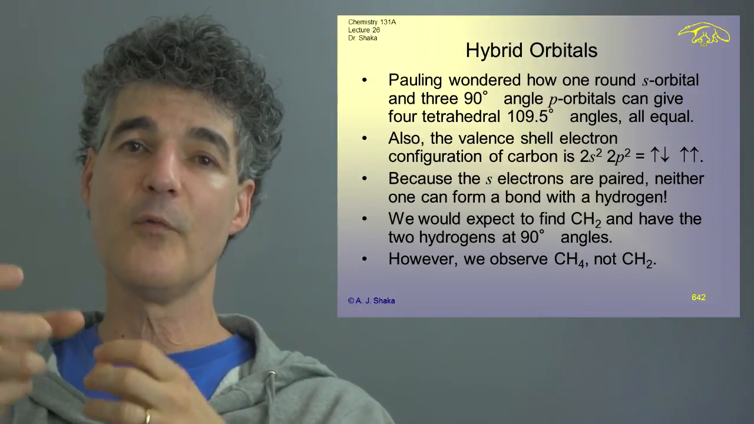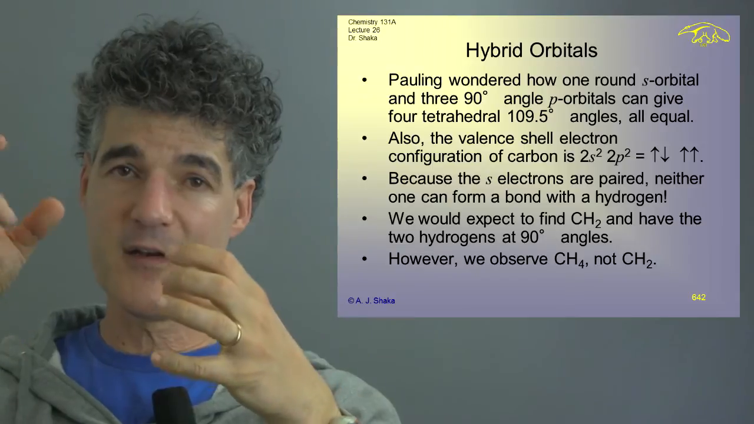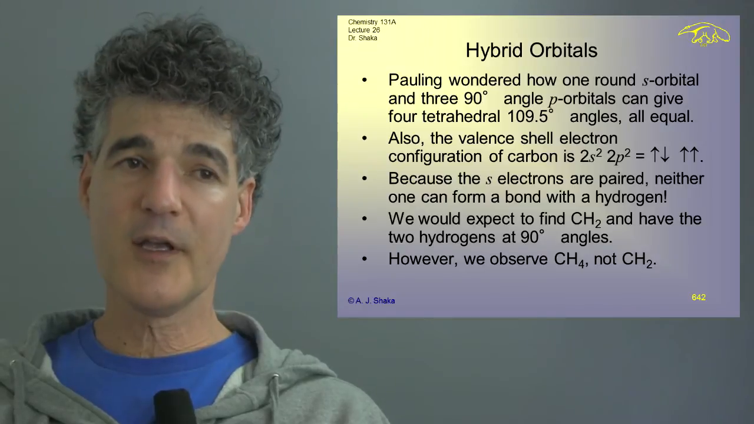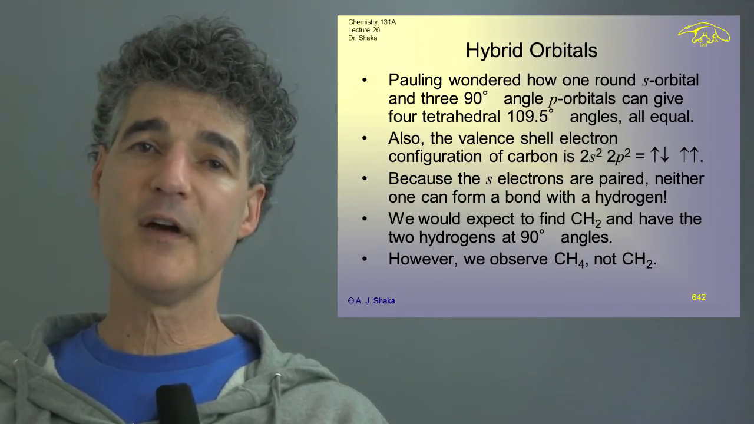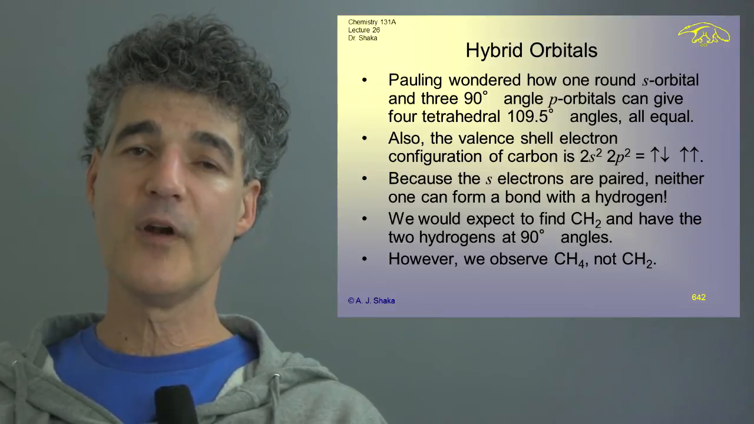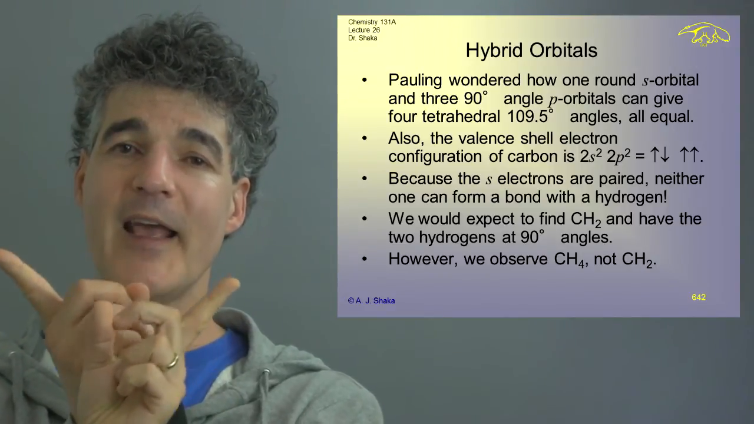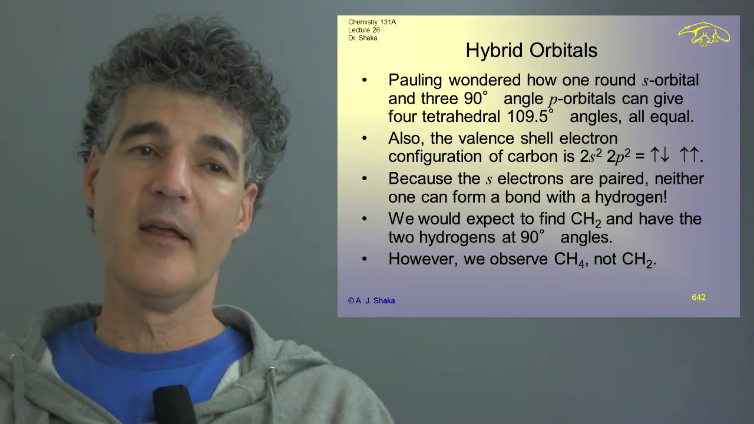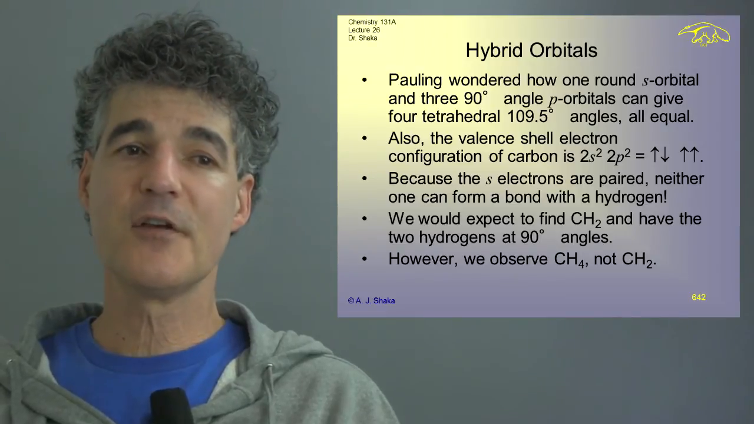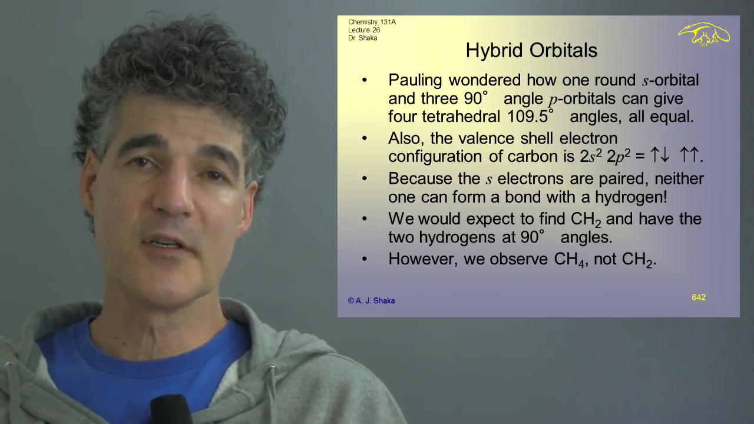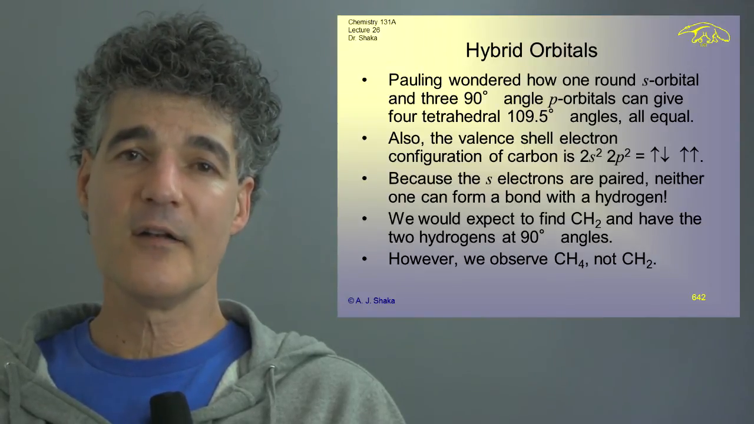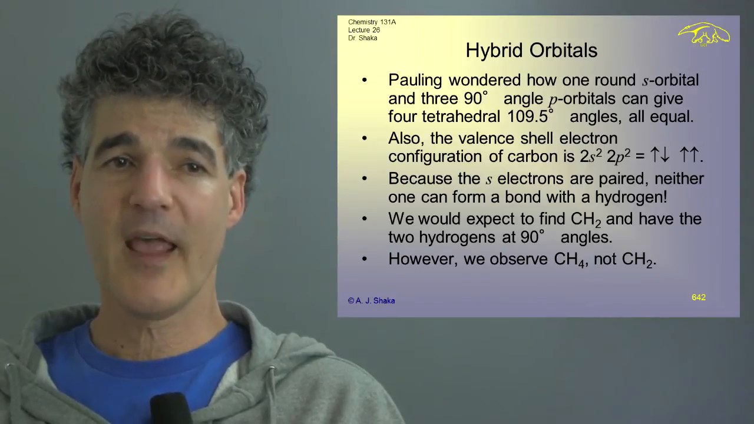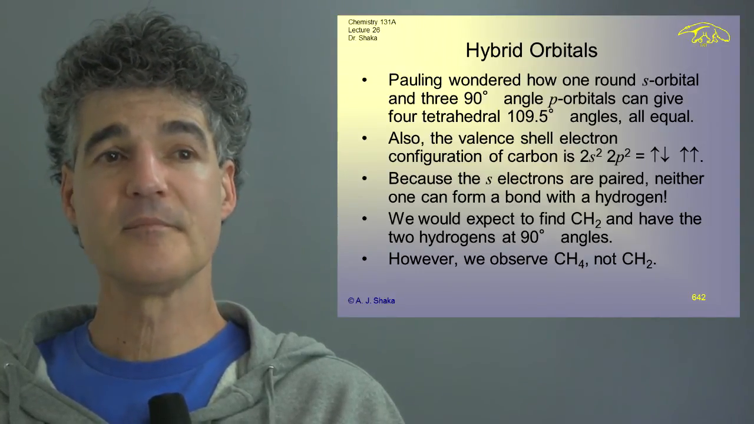I could get a bond with 1 electron from the hydrogen and then another one from one of these 2p's, but I've only got 2 of them. And therefore, naively, what you would expect is you would expect to find CH2. And you would also expect that the 2 hydrogens would be at right angles. One would be 2px, let's say, and one would be 2py. And we don't find CH2. I guess you could find it in a flame, in a combustion reaction, but it's certainly not the stable form. CH4 is the stable form for sure. And the bond angles are not 90.